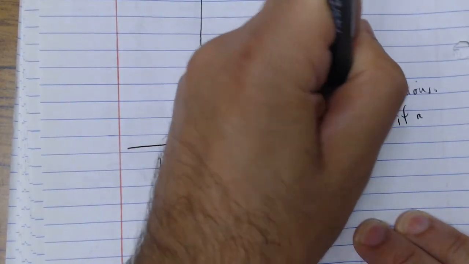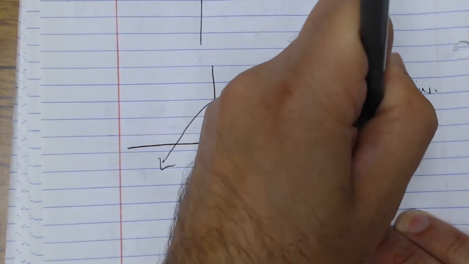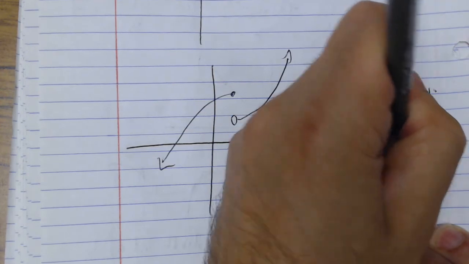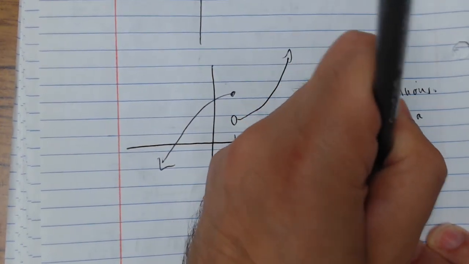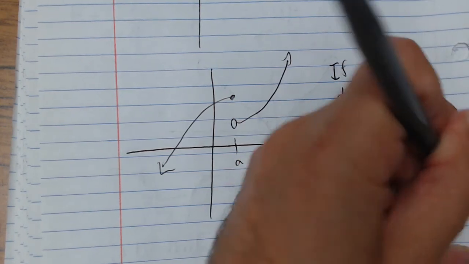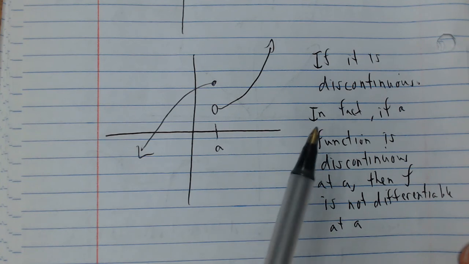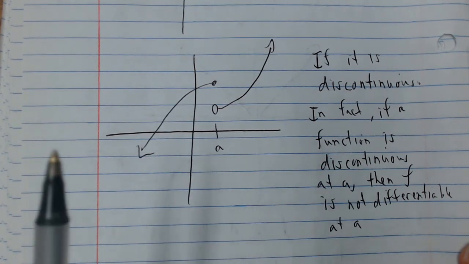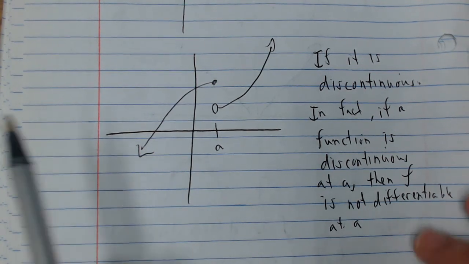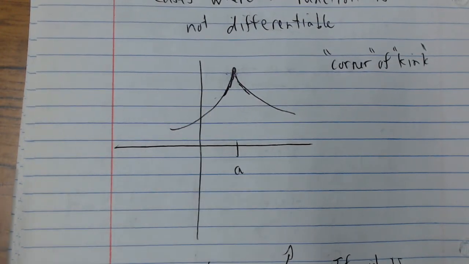if a function is discontinuous at a, then f is not differentiable at a. Okay, so that's a fact. So here's what we know. Differentiable means continuous. If it's discontinuous, it's not differentiable. But remember, we can't say if it's continuous, it's differentiable. We could run into problems because, once again, coming back to this corner or kink, this is definitely continuous at a, but it's not differentiable.